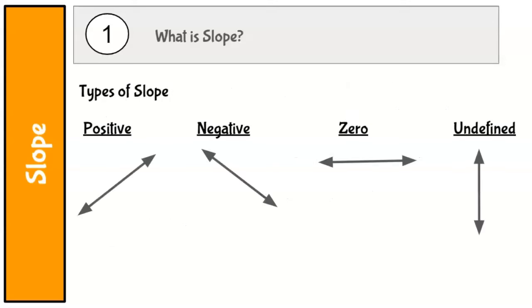There are different types of slope. A positive slope: as x increases horizontally, vertically y increases. So that's a positive slope. This is a negative slope. This is a zero slope, and this is an undefined slope. Watch a couple videos here to really drive home positive, negative, zero, and undefined.